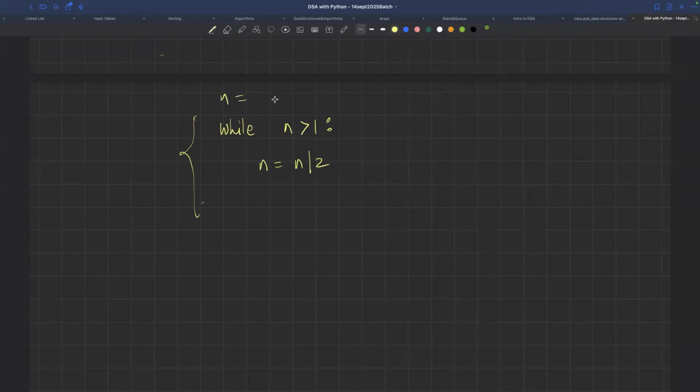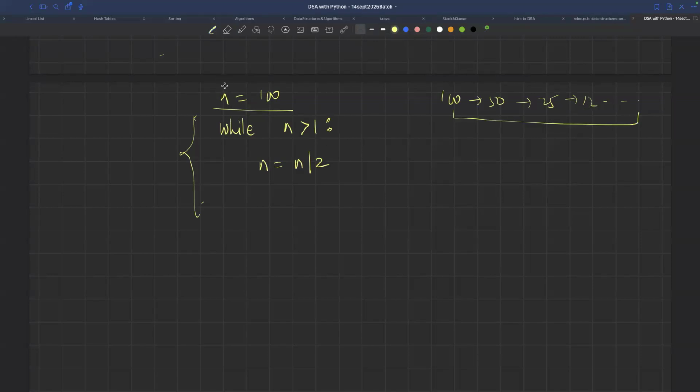Suppose n का वैल्यू मैंने कुछ रख दिया यहाँ पे. Suppose 100 रख दिया. इस कोड में क्या होगा? पहला इटरेशन में 100 will become 50. Then 50 will become 25. And 25 will become 12. Like that it will go on halving every time. So this loop will run how many times?